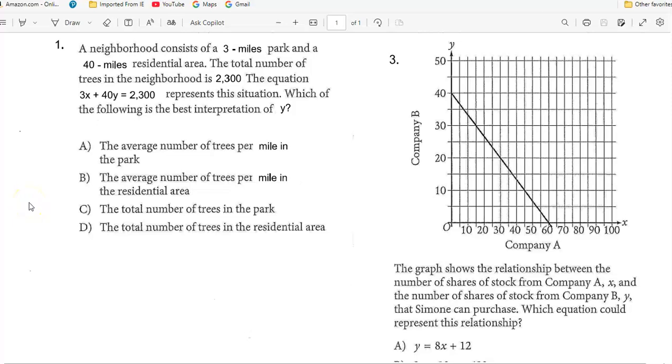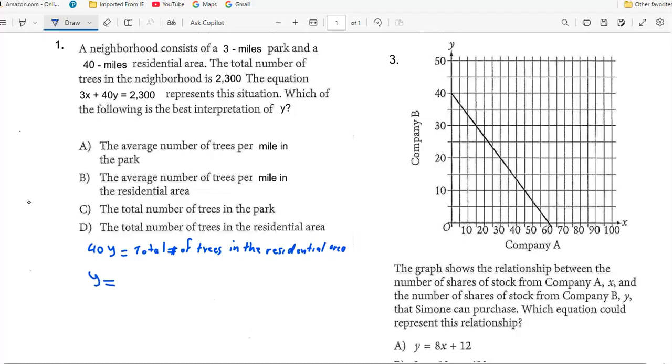So like we said, 40y equals the total number of trees in the residential area. So if I divide both sides by 40, I get y by itself.